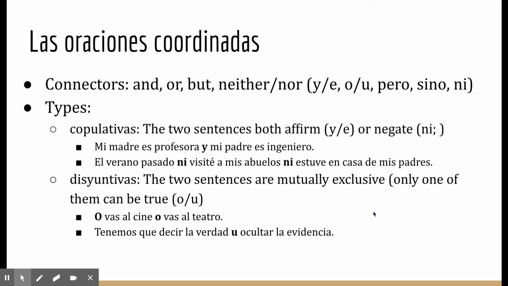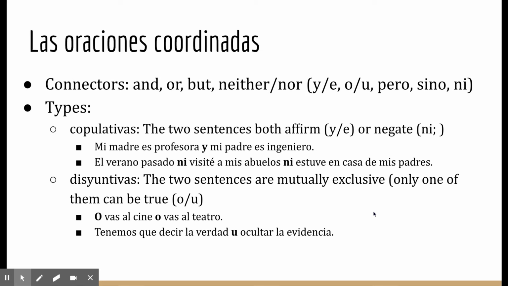You don't really need to worry about the types, but it's just to show you an example of how all those are used. So you could have copulativas, where the two sentences both affirm or negate whatever it's talking about. So mi madre es profesora y mi padre es ingeniero. Both of those things are true. Y el verano pasado ni visité a mis abuelos ni estuve en casa de mis padres. So neither of those things are true.